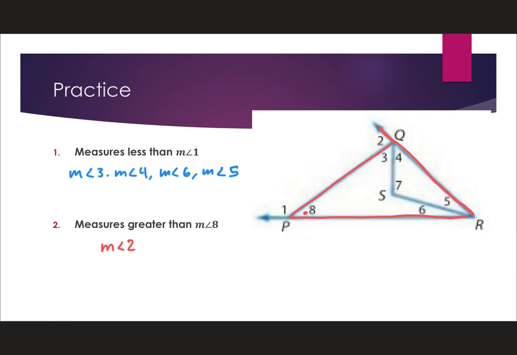And the reason is that 8 is not a remote interior angle to anything else. Okay, we do have this small triangle right here, but 8 isn't related to it in any way. There's no relationship over there to 8. So, since we don't know exactly how it relates, we can't say it's greater than 8. The only thing we know for sure is that 2 is greater because 2 is the exterior angle to angle 8.